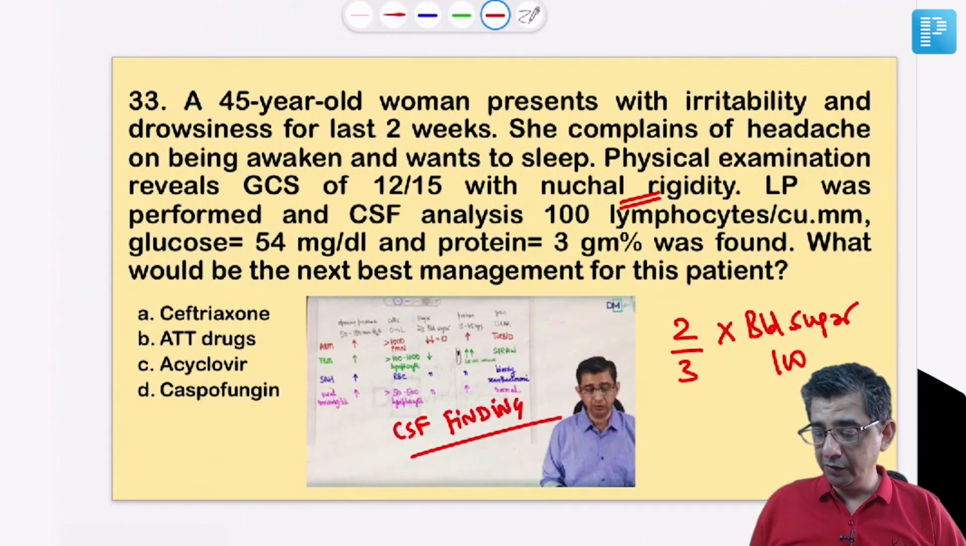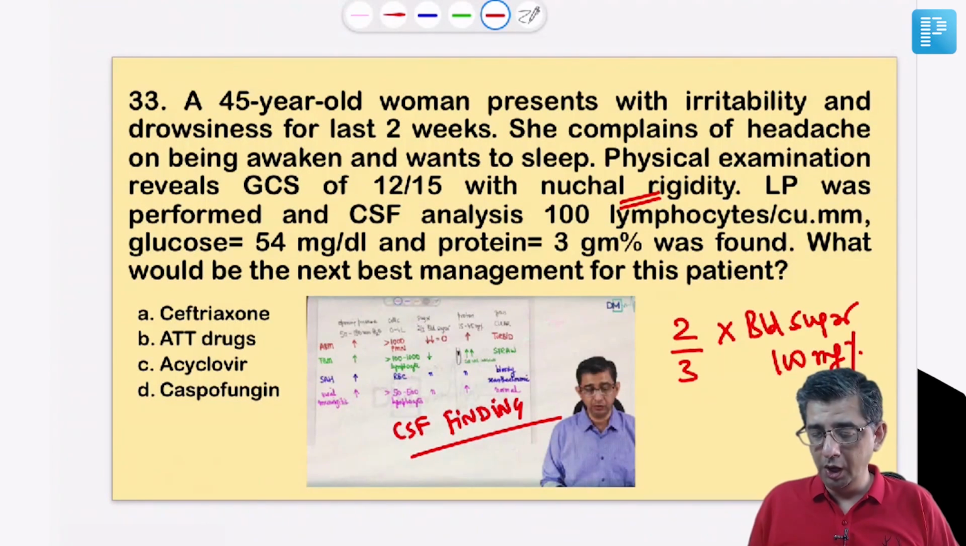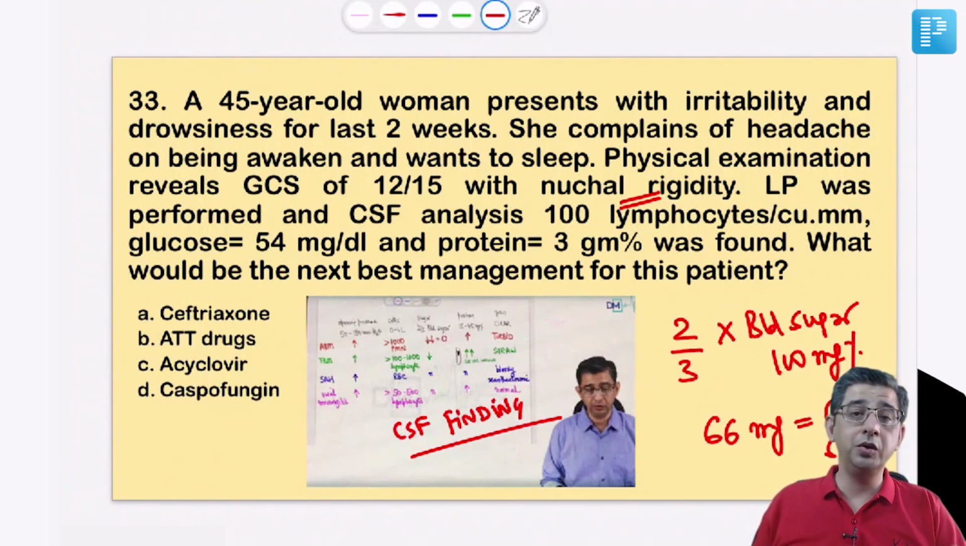So 2/3 of 100 will work out to be 66. So I can say that for the majority of us, if we had a snack or food a few hours ago, the CSF sugar of you and me would be something in the range of 66. But in this multiple choice question, you can see the value given to be 54, which is lesser.